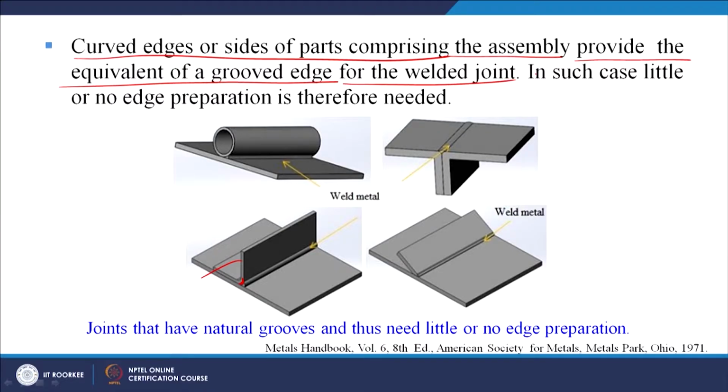So here we can see this is one part, this is another part. So automatically we get a natural groove here across which we can do the welding. Similarly this part and this part, this is part number 1, part number 2. So these two parts have it done, we get a natural groove here which we can use for welding. So wherever possible we must take advantage of these natural grooves.